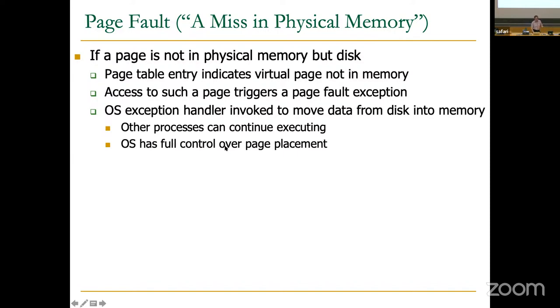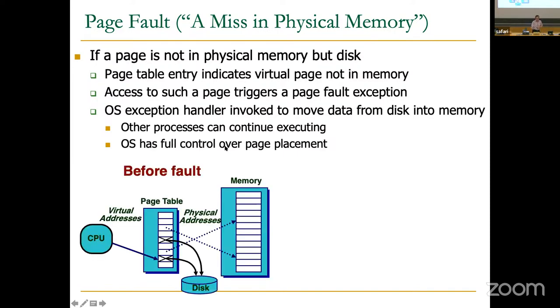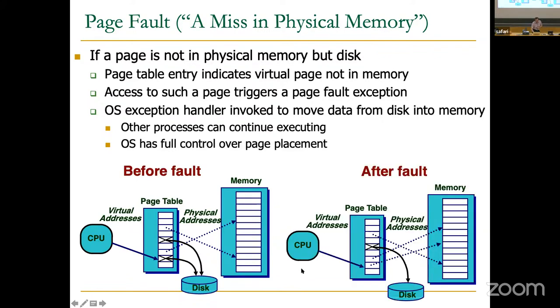But basically, the OS has full control over page placement. So before the fault, the CPU is accessing this virtual page. It's on disk. It's not mapped to memory. After the fault is handled, the CPU is accessing the same page again. And now the page is mapped into physical memory, right? And the page table is fixed to reflect that, and something is kicked out from the physical memory, perhaps, right?